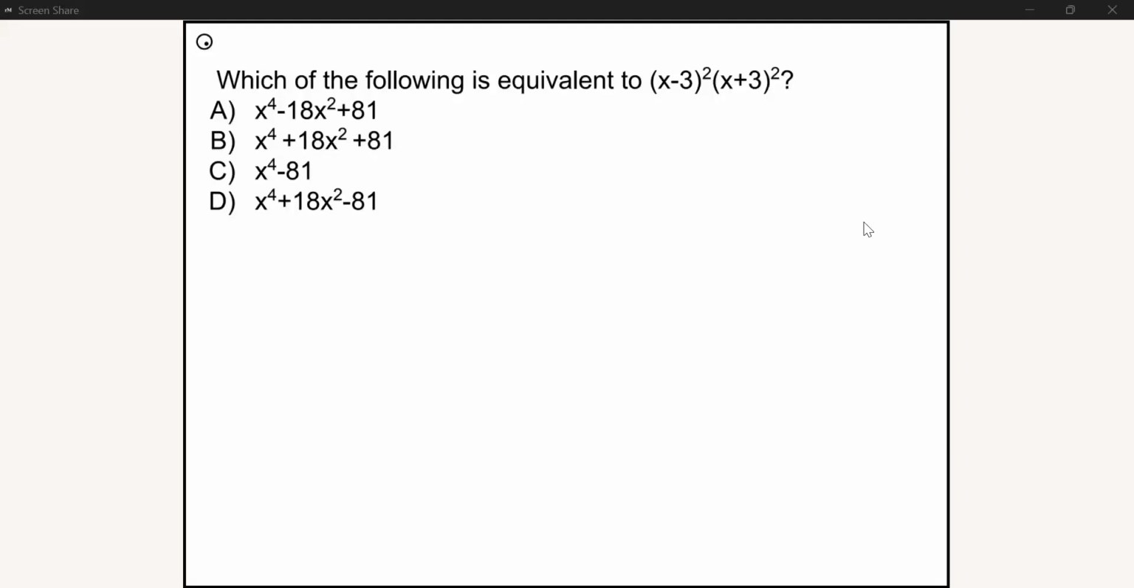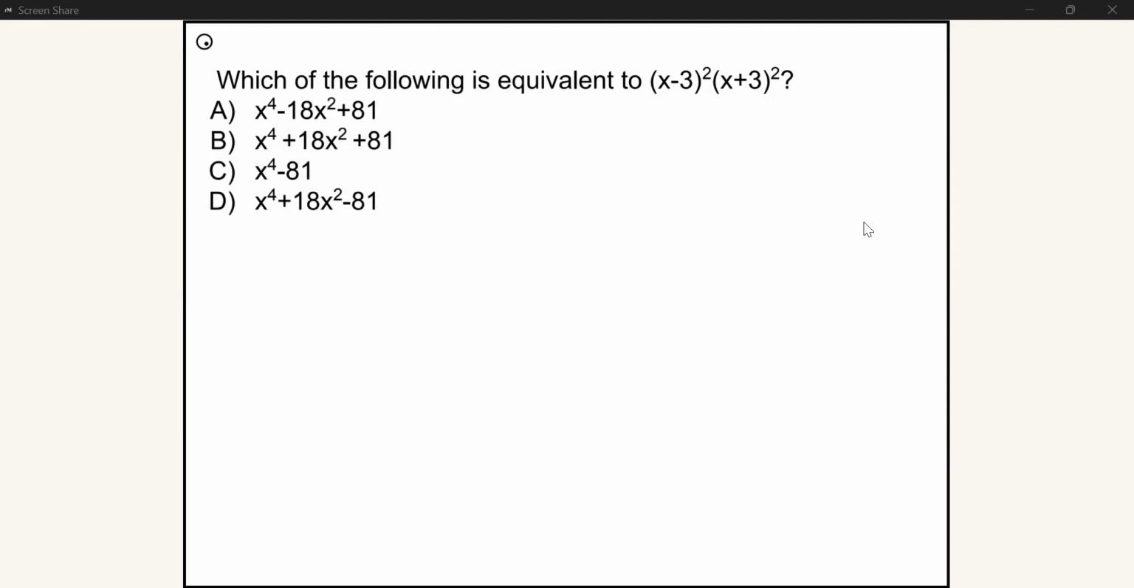Hello again, everybody. So today we're going to be going over equivalent expressions, which is a big popular question on the SAT, and we'll go over tricks to make it easier. So we'll do 3 problems, starting with this one.